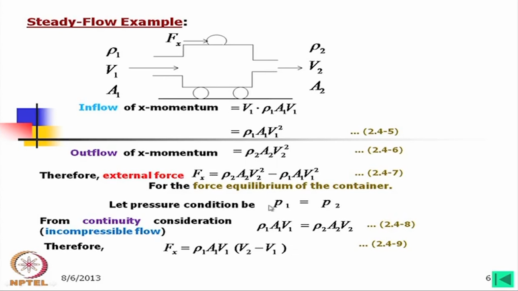I think I have made a mistake, it is not pressure conditions. The pressure conditions remain same, for which rho 1 and rho 2 remain same. Here I would like to mention the pressure remains same as well as temperature also remains same. So, that we get rho 1 is equal to rho 2.